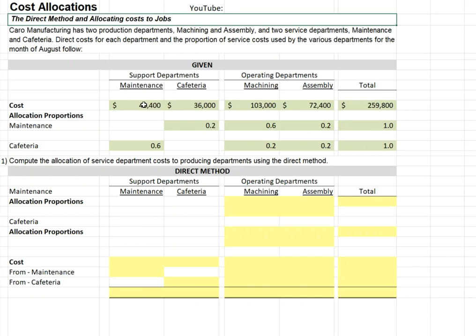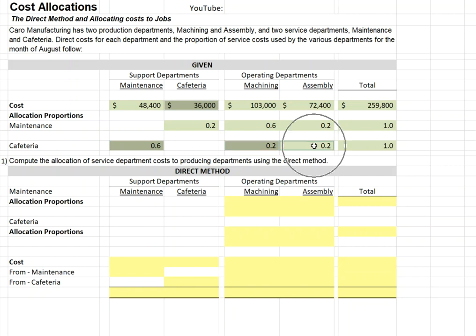The direct cost for the maintenance department is $48,400, $36,000 for the cafeteria, $103,000 for machining, and $72,400 for assembly. The maintenance cost is allocated 20% to the cafeteria, 60% to machining, and 20% to assembly. The $36,000 cost in the cafeteria is allocated 60% to the cafeteria, 20% to machining, and 20% to assembly.